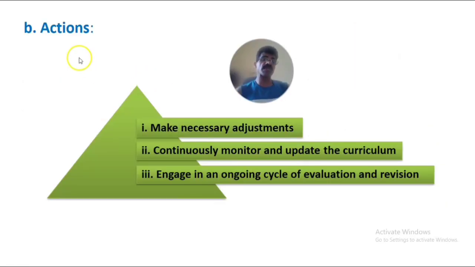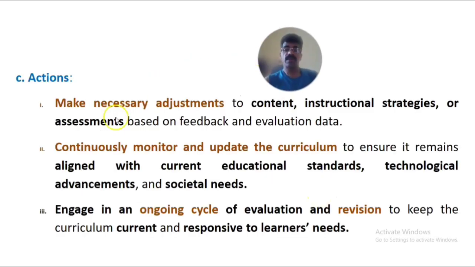education. The sub-steps or actions include make necessary adjustments in the curriculum, continuously monitor the curriculum and update the curriculum. And the last step is engage in an ongoing cycle of evaluation and revision of the curriculum, that is periodical revision of the curriculum. So the first sub-step is make necessary adjustments to the content of the programs.